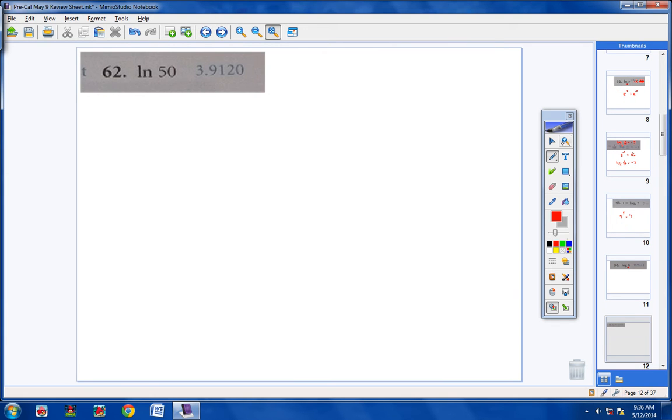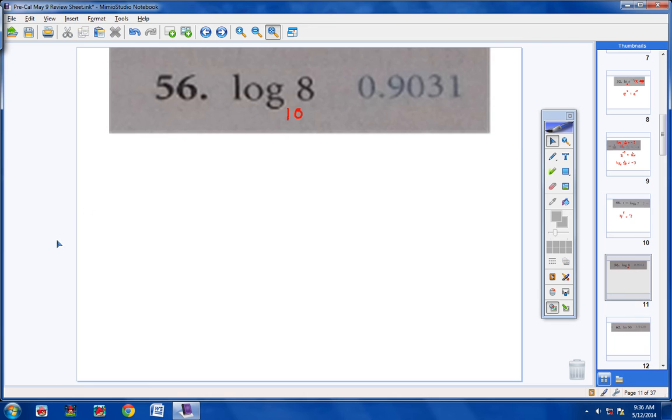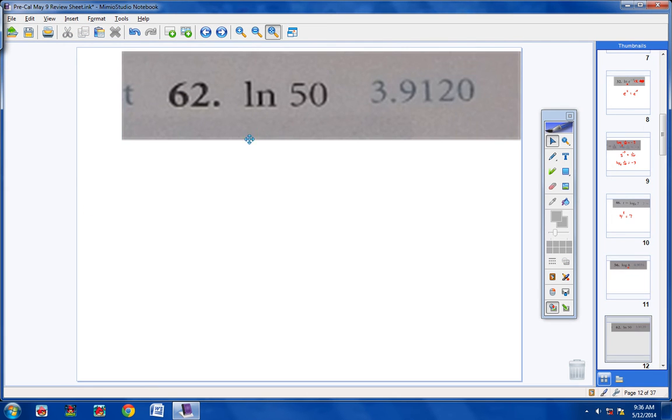Now the next problem is a base E problem. It's a natural log, okay? The last one, don't forget, this is called a common log. Base 10 is a common log. This is called a natural log. And so your calculator does base E's. So you would hit natural log of 50, hit enter, and you will get 3.9120. Okay, very good. Moving on.